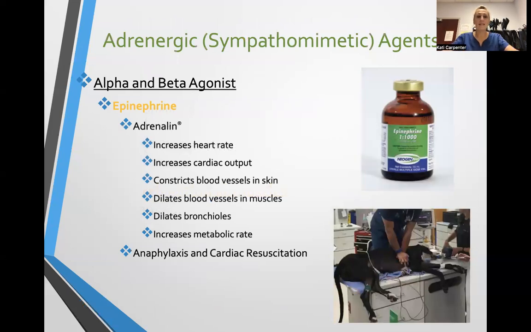So the granddaddy of the sympathomimetic agents is the alpha and beta agonist. So A1, A2, B1, B2, epinephrine. It is synthetic epinephrine, that neurotransmitter of the sympathetic nervous system, on its own. So increasing heart rate, increasing cardiac output, constricting blood vessels in the skin and shunting that to the major organs in the body, dilating blood vessels in the muscles themselves, the bronchioles for more oxygen intake, and increased metabolic rate. So the primary use of this drug is anaphylaxis and cardiac resuscitation.